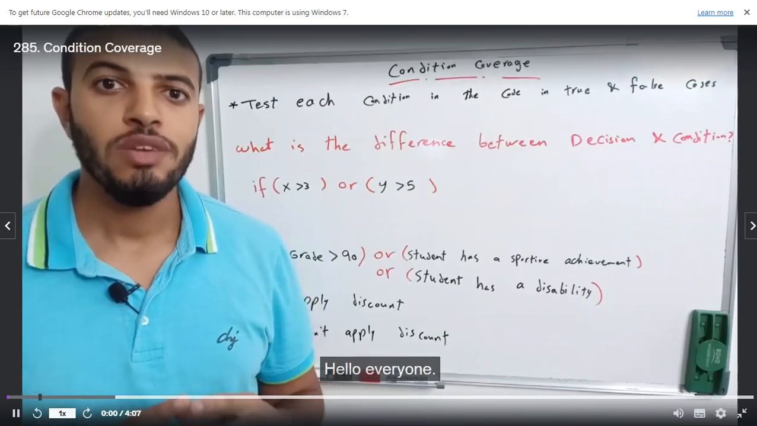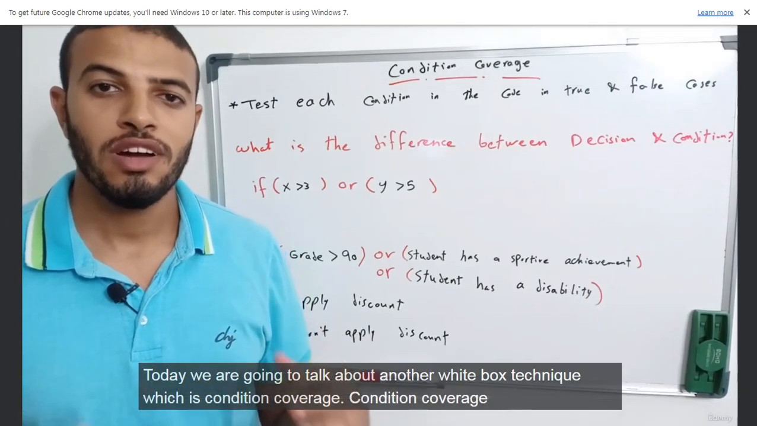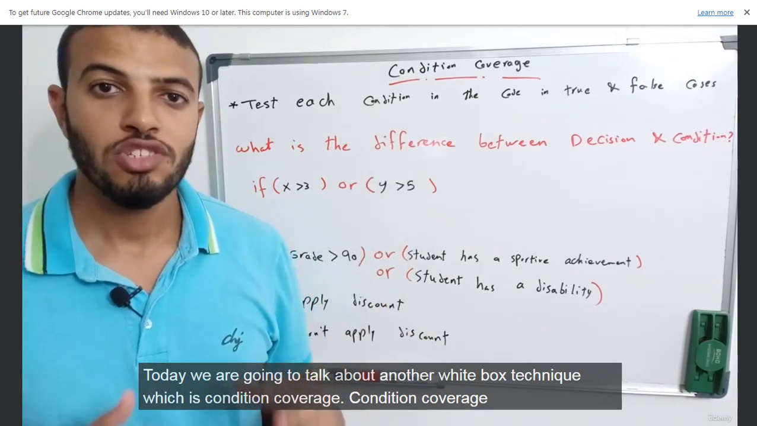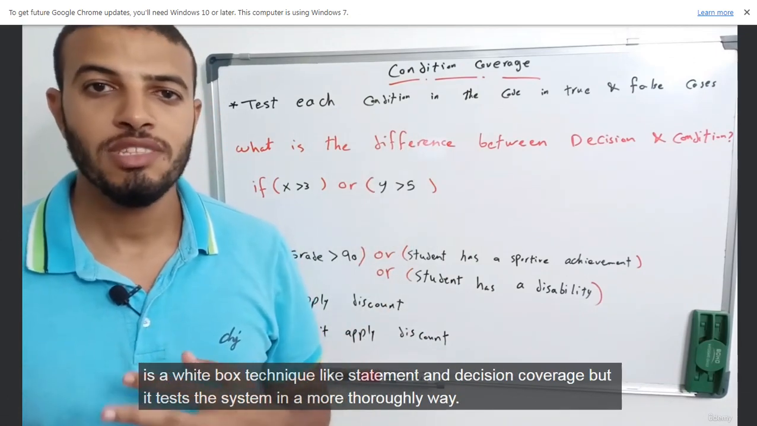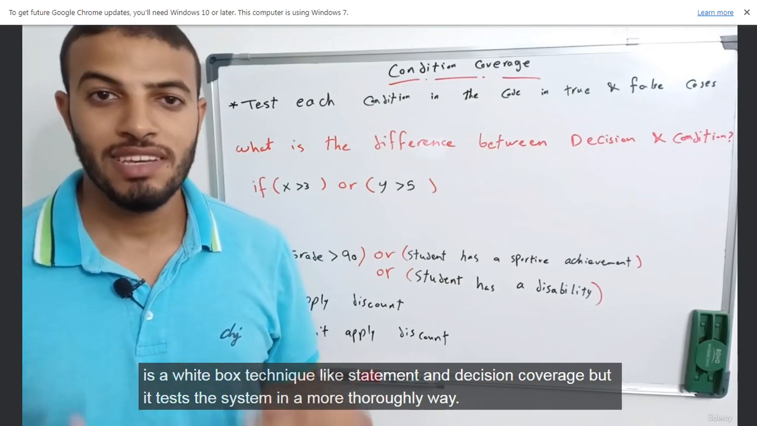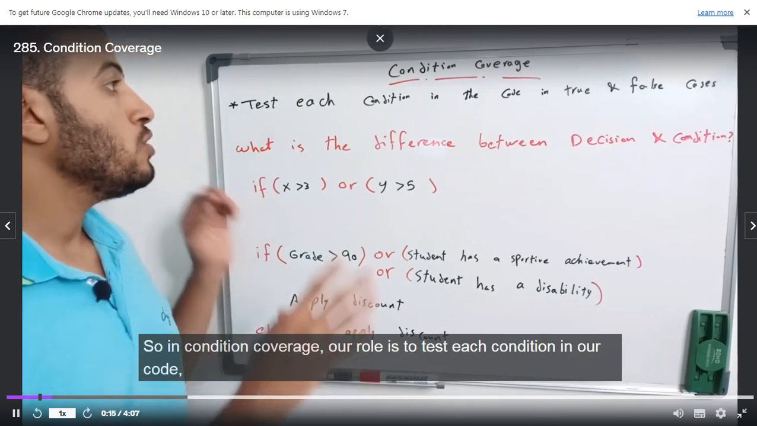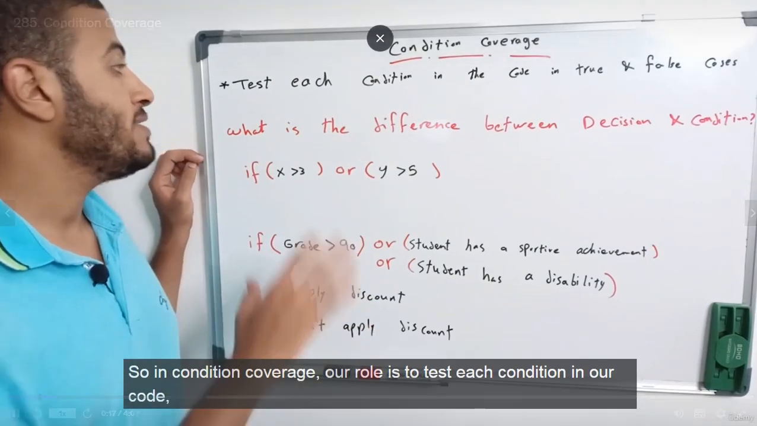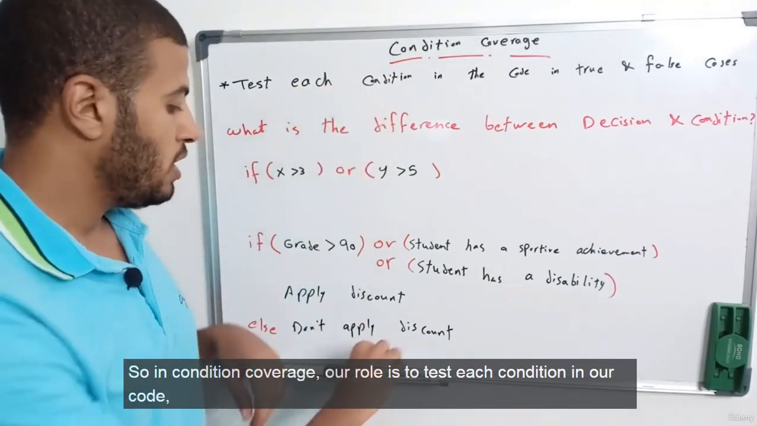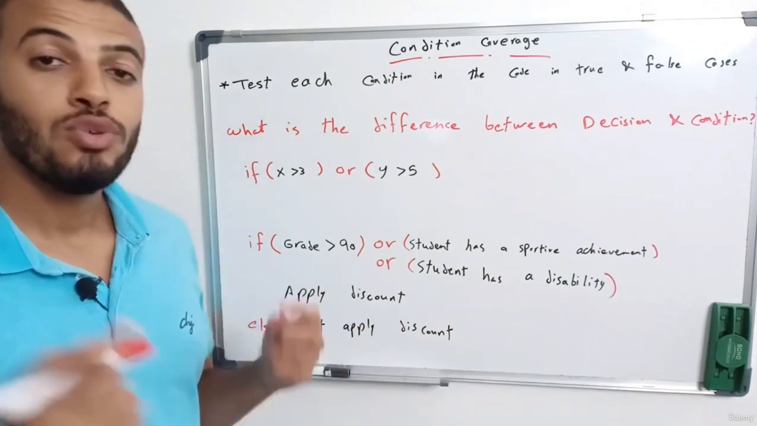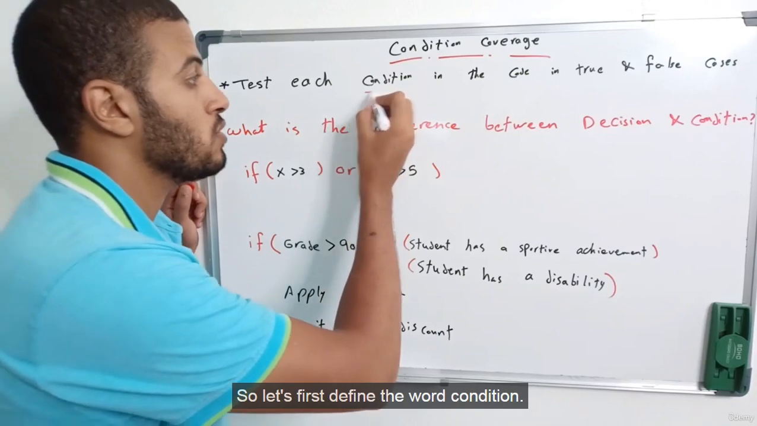Hello everyone, today we are going to talk about another white box technique, which is condition coverage. Condition coverage is a white box technique like statement and decision coverage, but it tests the system more thoroughly, okay? In condition coverage, our goal is to test each condition in our code in its true and false cases. So let's first define the word condition.